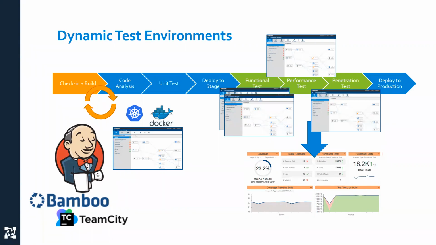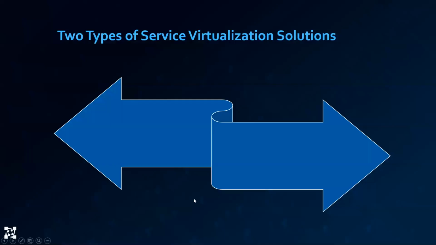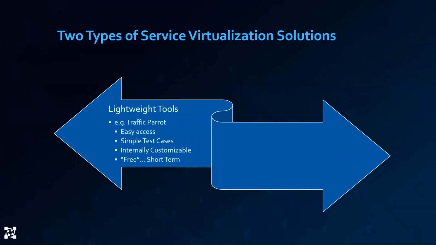But in order to get there, we need to understand all of the different tools and capabilities that are available to us so that we can choose the right one. Well, if we look at the tooling landscape, it really breaks down into two different types of solutions that are out there. Typically, you'll see your free or open source solutions. These are often referred to as the lightweight tools. You'll hear a lot of terms like mocking or stubbing in this area.